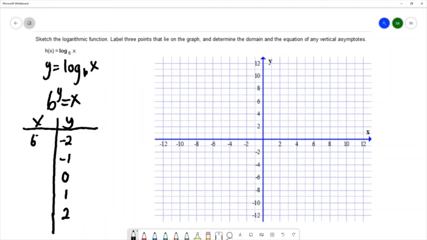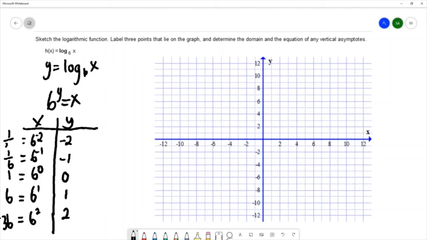That's 6 to the -2, 6 to the -1, 6 to the 0, 6 to the 1, and 6 to the 2. We can simplify these. 6 squared is 36. 6 to the first is 6. 6 to the 0 power is 1. 6 to the -1, the -1 in the exponent means reciprocal, so that's 1/6. 6 to the -2, the negative is reciprocal, so that would be 1 over 36.